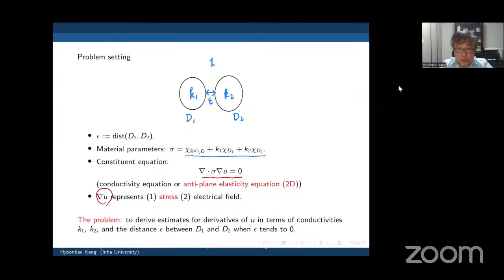And in general, if it is a high contrast material, then in the region in between two closely located inclusions, the gradient becomes arbitrarily large. And the problem is to estimate the gradient in terms of the distance epsilon as epsilon goes to 0. Because the gradient becomes singular, we want to characterize the singularity of the gradient. These are the problems.